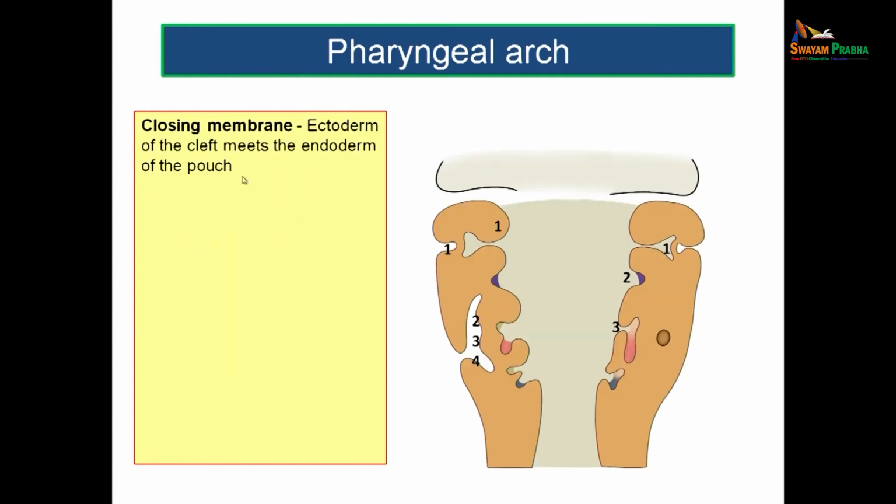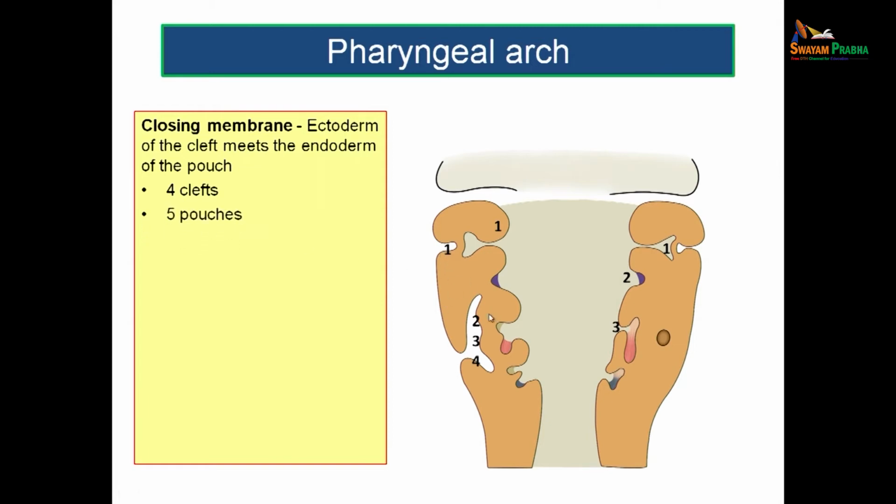Now we have just mentioned the closing membrane. The ectoderm of the cleft meets the endoderm of the pouch at this region. You can see the closing membrane at every junction between the ectodermal cleft and the endodermal pouch. So altogether you have 6 arches in the beginning, but the 5th arch usually disappears. So ultimately there will be only 5 arches. So as you get the 5 arches, how many clefts and how many pouches and how many closing membranes will be formed? So when you have the 5 arches, you will be having 4 clefts.